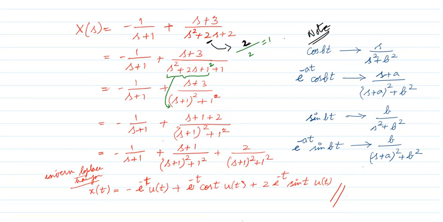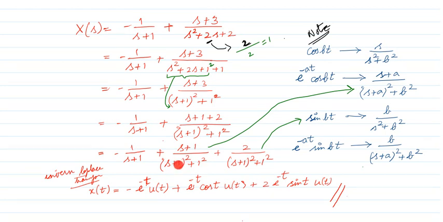Again you can split the s plus 1 term separately and the 2 over the denominator separately. Now if you observe, s plus 1 divided by s plus 1 whole square plus 1 square, plus 2 divided by s plus 1 whole square plus 1 square. This is equivalent to this term, and this is equivalent to this term, right? So it is s plus 1 divided by s plus 1 whole square plus 1 square.